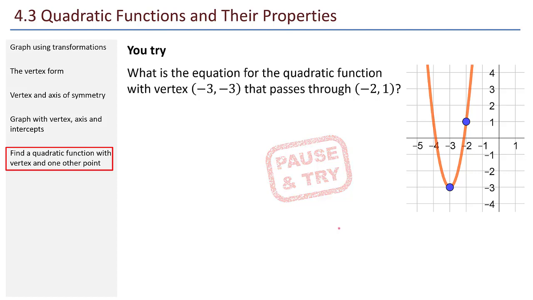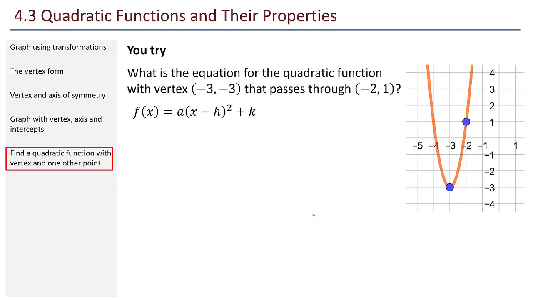Let's take a look. So we start with the vertex form of the function, plug in (-3, -3). Be very careful, watch this. Since my x is negative 3, I'm actually adding 3 on the inside of the parentheses.